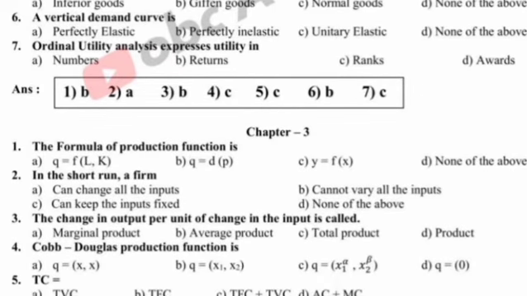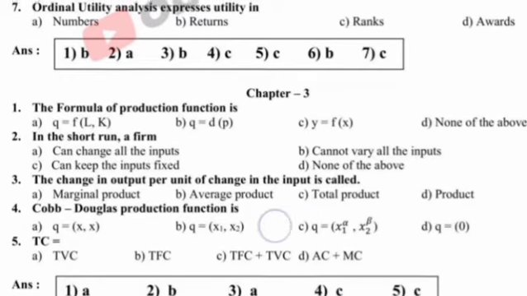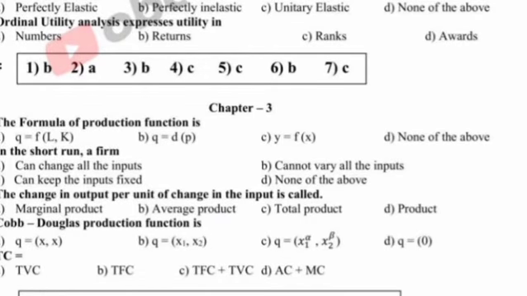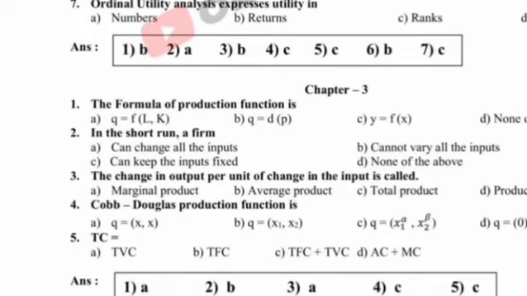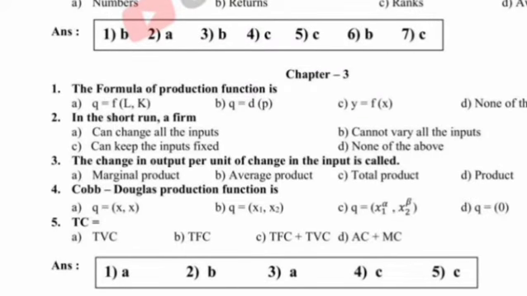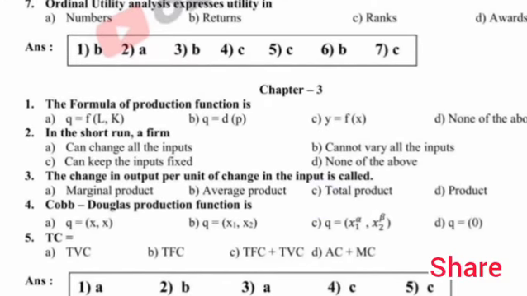The sixth one: a vertical demand curve is option A, perfectly elastic, option B, perfectly inelastic, option C, unitary elastic, option D, none of the above. The correct option is B, perfectly inelastic. Seventh one: ordinal utility analysis expresses utility in option A, numbers, option B, returns, option C, ranks, option D, awards. The correct option is C, ranks.